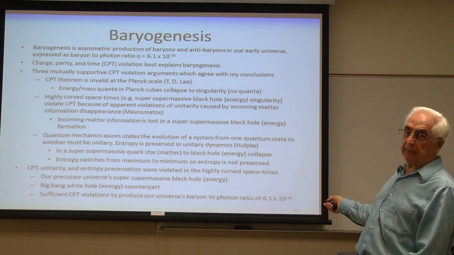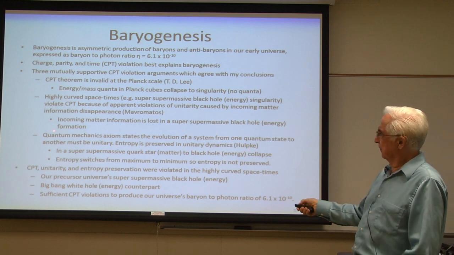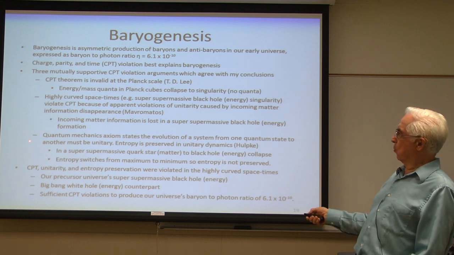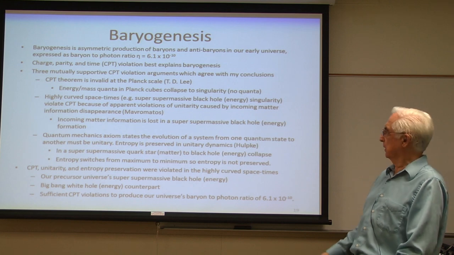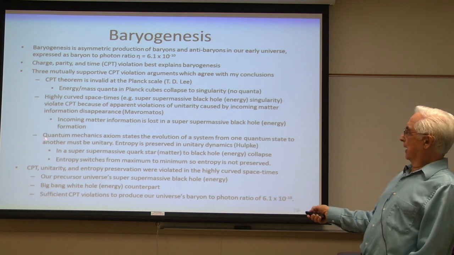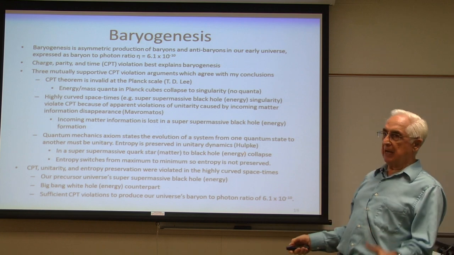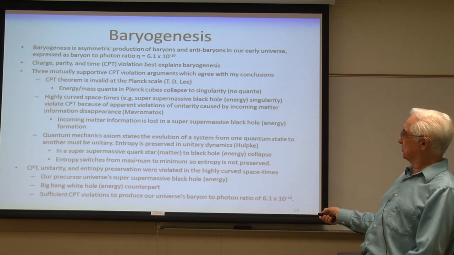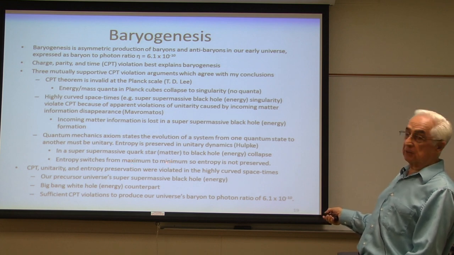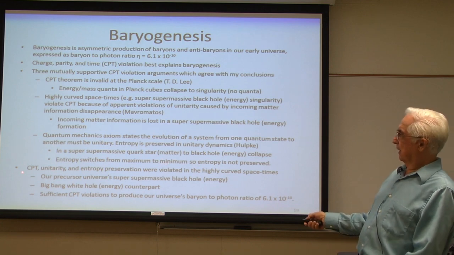And the third argument was made by Florian Hopke of Hanover University in Germany. He stated that there's a quantum mechanics axiom which states the evolution of a system from one quantum state to another must be unitary, and entropy is preserved in unitary dynamics. And what I said was, in a super, super massive quark storm out of the black hole energy collapse, the entropy switched from maximum in the super, super massive quark storm matter case to minimum in the super, super massive black hole energy case, so entropy is not preserved.